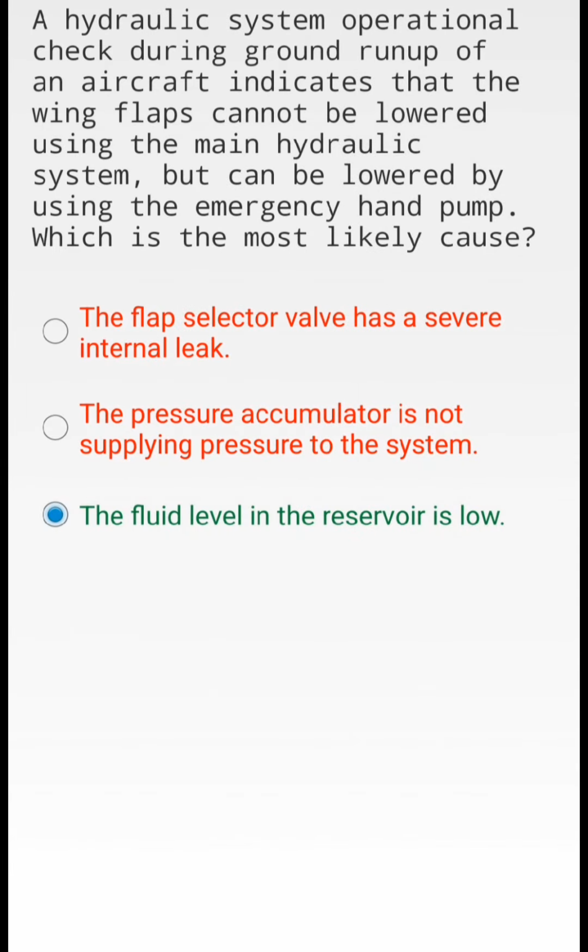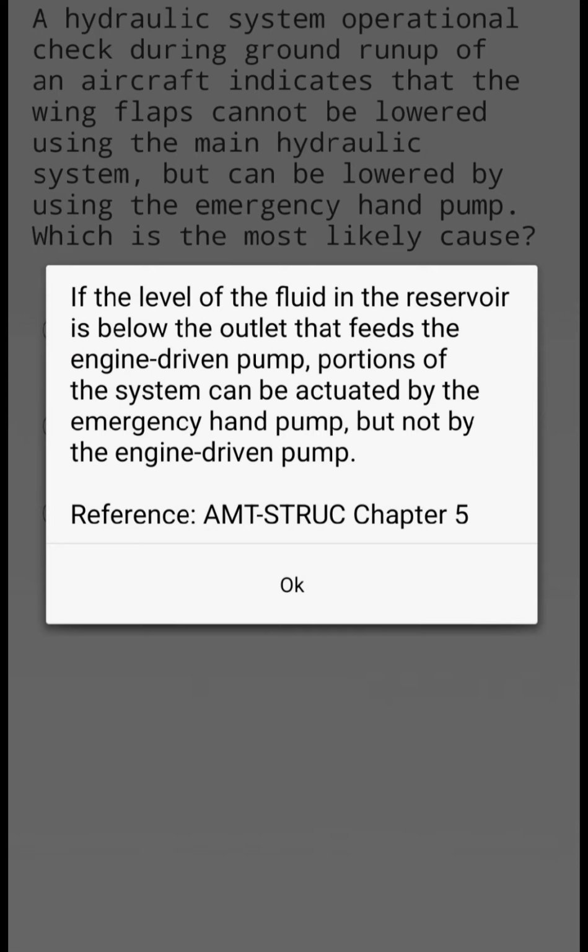A hydraulic system operational check during ground run-up of an aircraft indicates that the wing flaps cannot be lowered using the main hydraulic system, but can be lowered by using the emergency hand pump. Which is the most likely cause? The fluid level in the reservoir is low. If the level of the fluid in the reservoir is below the outlet that feeds the engine-driven pump, portions of the system can be actuated by the emergency hand pump, but not by the engine-driven pump.